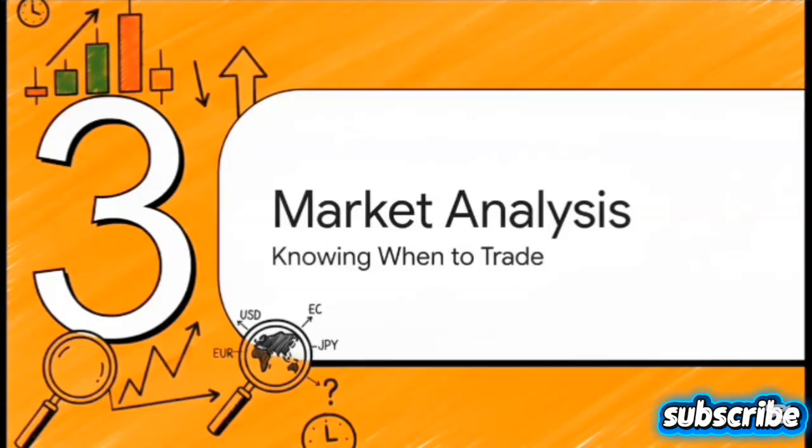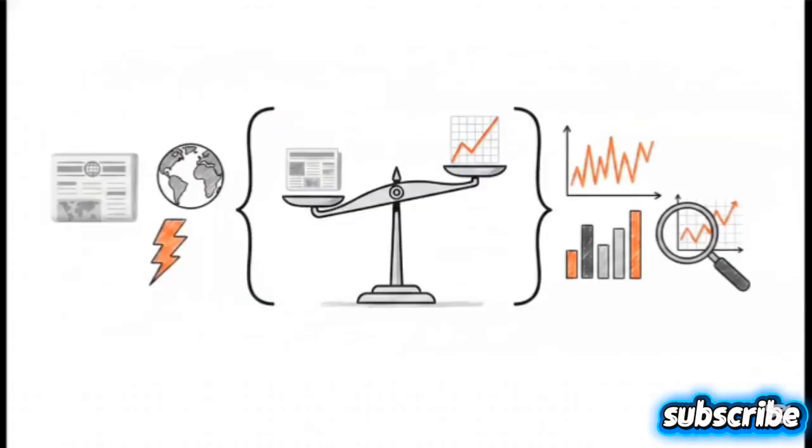Section 3, Market Analysis. You know what to trade, but how do you know exactly when to trade? To figure that out, successful traders definitely don't just guess. They rely on 2 primary analytical approaches. On one hand, we've got fundamental analysis. This is where you're looking outward at the real world. You're interpreting major economic indicators and reacting to breaking news events. So when a country drops new economic data, fundamental analysts are all over it to gauge the currency's strength.